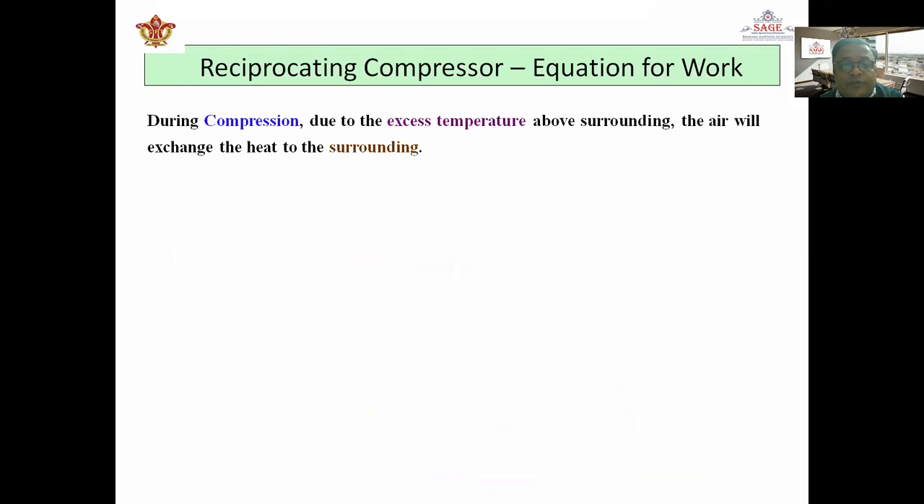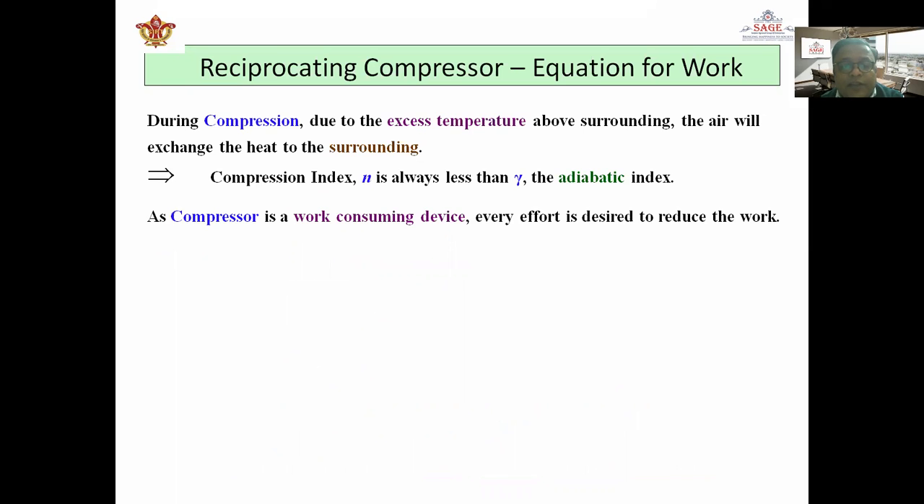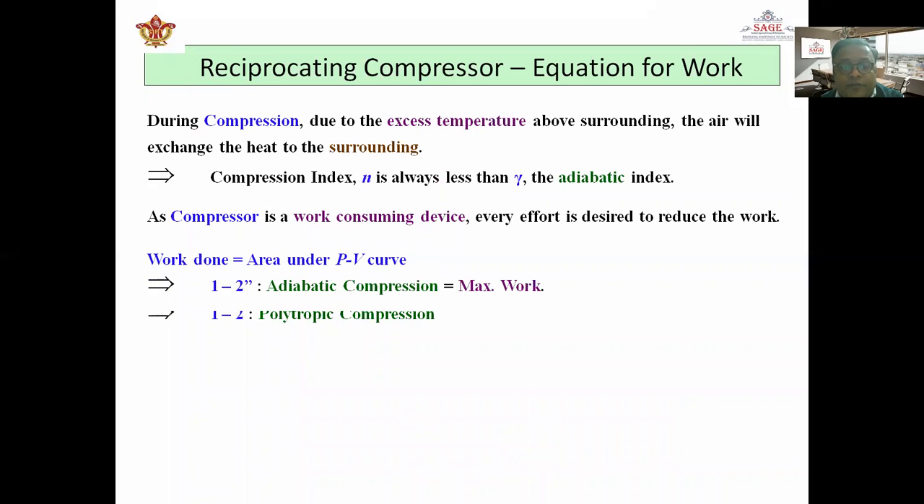During the compression, due to the temperature being above the surroundings, there will be heat exchange with the surroundings. The compression index n is always less than gamma, the adiabatic index, as the compressor is a work consuming device, and every effort is made to reduce the work. Work done is equal to the area under the PV curve. 1 to 2 double dash is the adiabatic compression, which gives the maximum work. 1 to 2 is the polytropic compression. 1 to 2 dash is the isothermal compression, which gives the minimum work required.